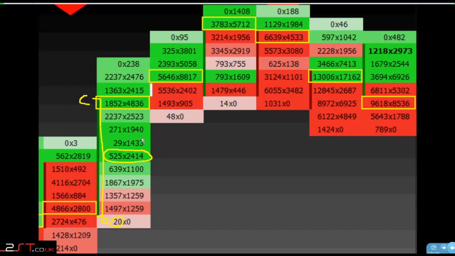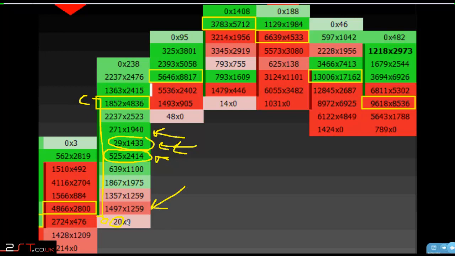Now, what happened as a result of that afterwards is that buyers started to lift the offers, and it became very, very clear here, where we started to see a lot more buying lifting the offer. 2,414 lift the offer, only 525 hit the bid. 1,443 lift the offer. Now, I'm not concerned with the exact numbers here. I'm just more interested in, is more buying lifting the offer than the volume hitting the bid?